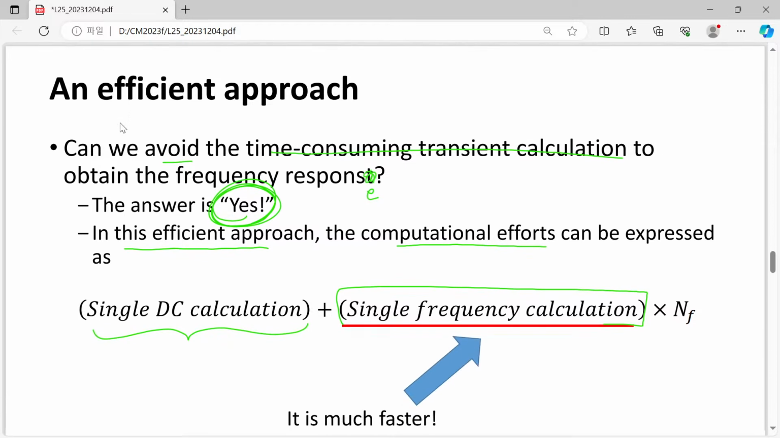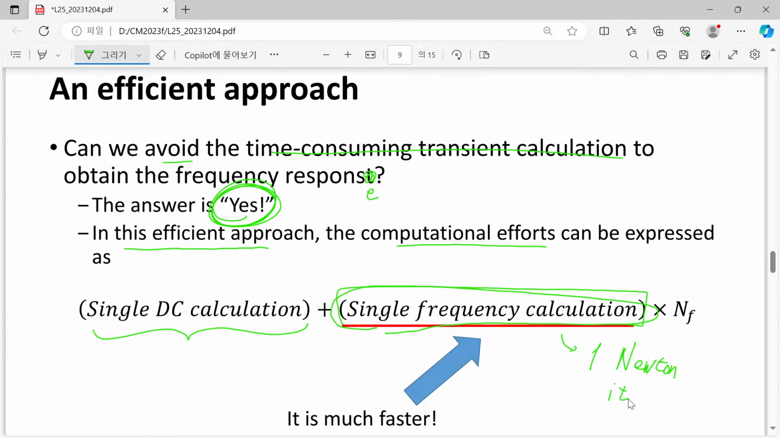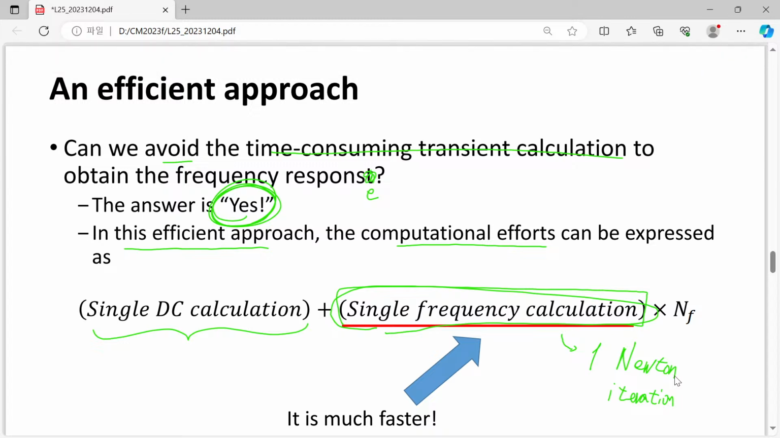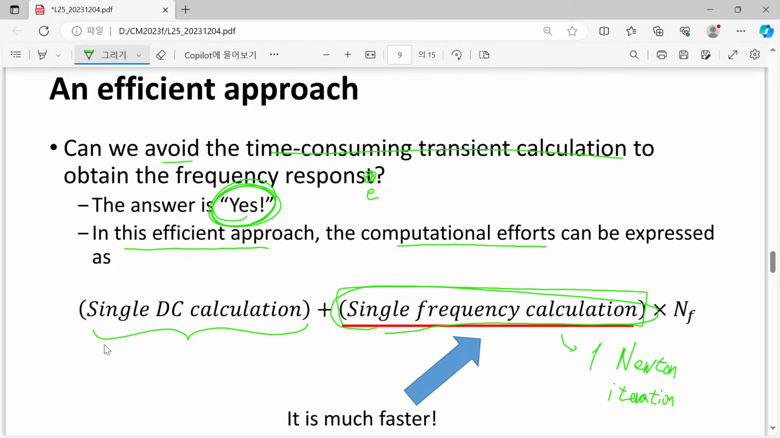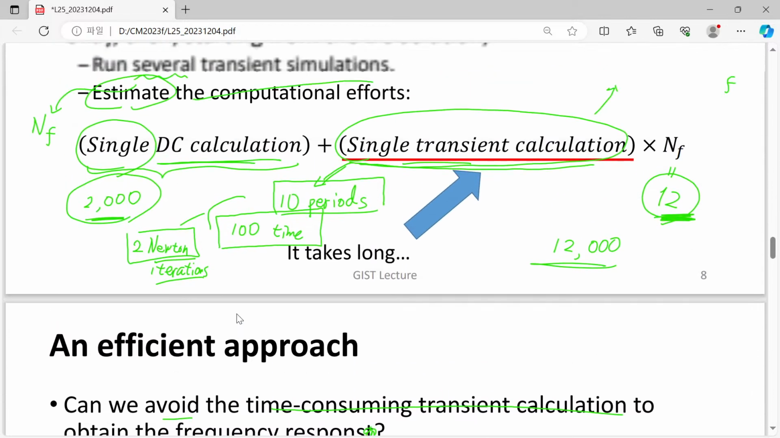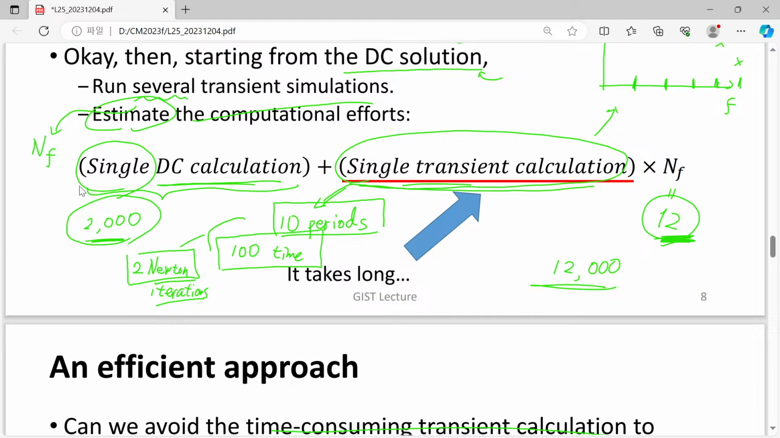And I wanted to say that a single frequency calculation can be done with only 1 Newton iteration. Then please try to estimate the efficiency gain obtained from the full transient simulation versus a single frequency calculation. When we compare these two efforts, this single DC calculation doesn't play much role, because it is not that high.